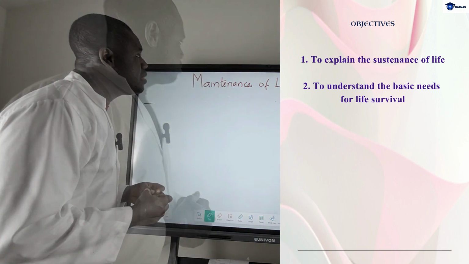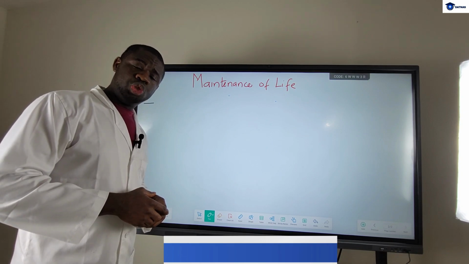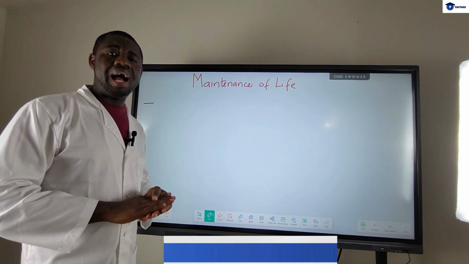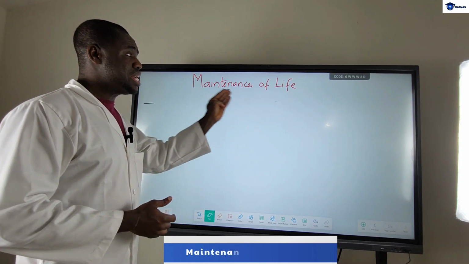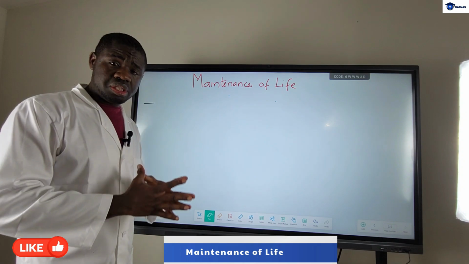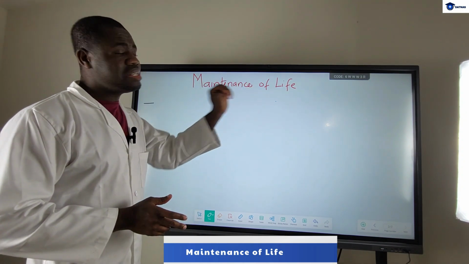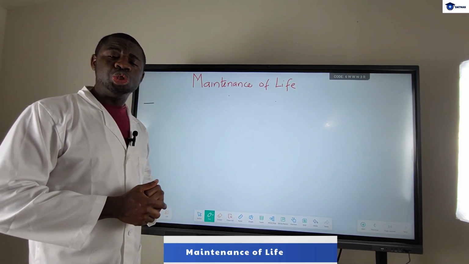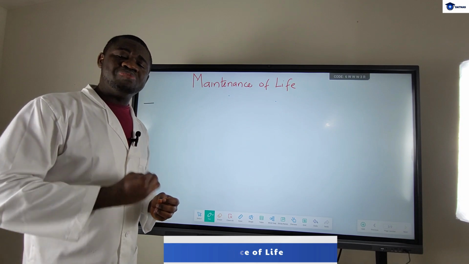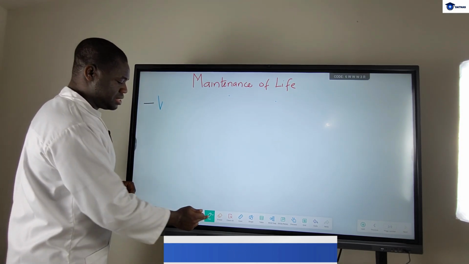If you have heard about Abraham Maslow's hierarchy of needs, you will understand that the basic needs are what we need to maintain life. And these needs are called physiological needs. So if you understand these basic needs, you will know that these are very essential to maintain life. One is water.